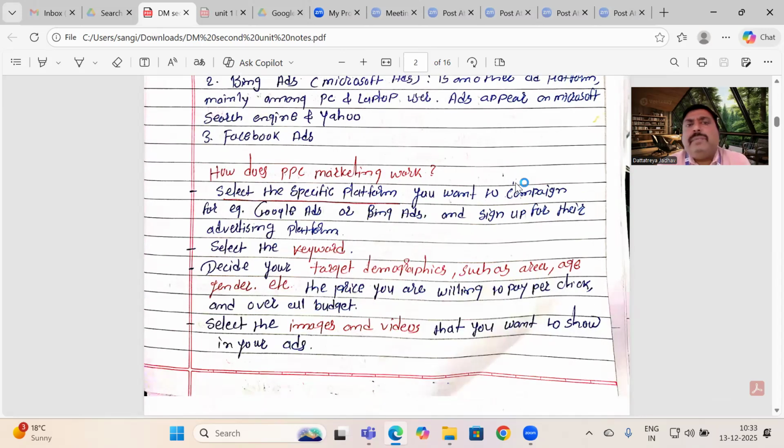So how does PPC marketing work? This is a very important concept. Whenever we select a specific platform for campaigning any product or application, for example Google Ads or Bing Ads, we sign up for their advertising platform. Then select the keywords that will highlight the marketing parameters of your product. Decide your target demographics such as area, age, gender, etc.